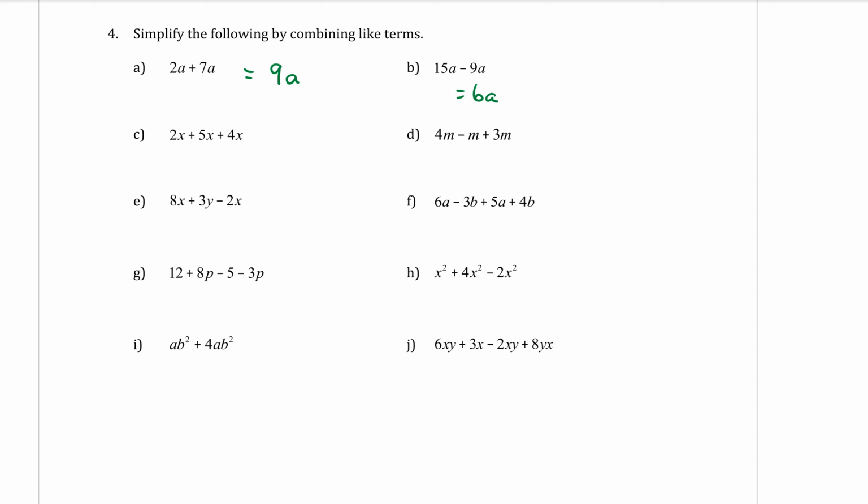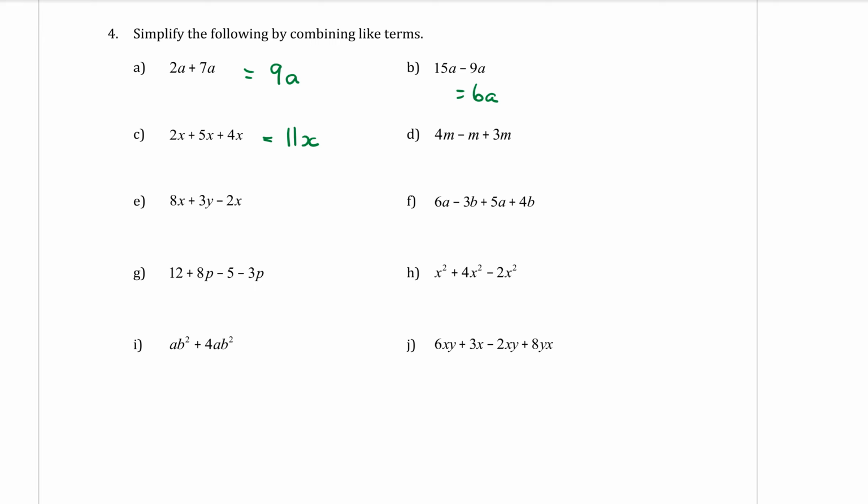C. If they're all the same, I don't bother highlighting them. If they're all the same, I just do it, okay? It's only when I've got some that are different that I start highlighting the ones I need to put together. So C. 2x plus 5x plus 4x. Are they all like terms? Yes. So just add all the numbers in the front. 2 plus 5 plus 4. Well, 2 plus 5 is 7. 7 plus 4 makes 11x's.